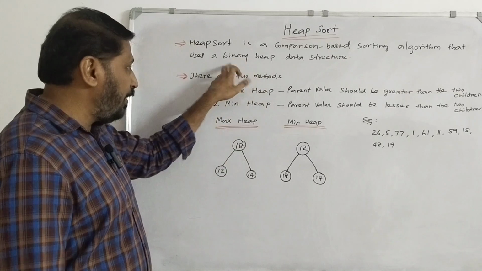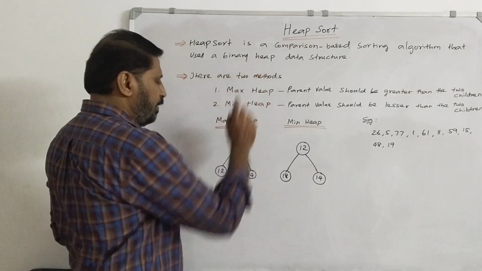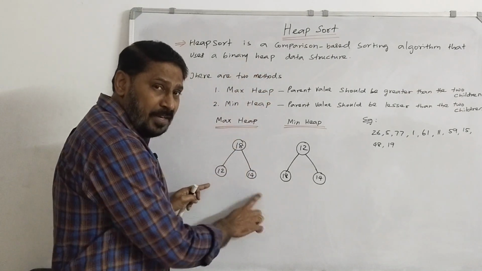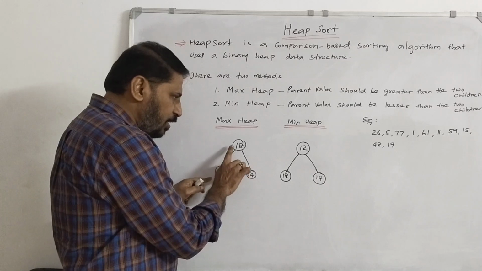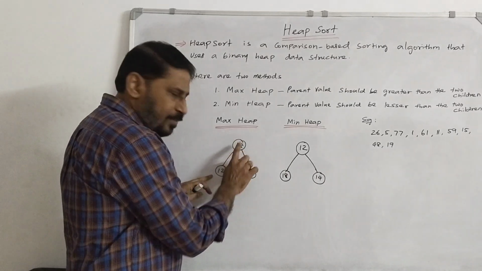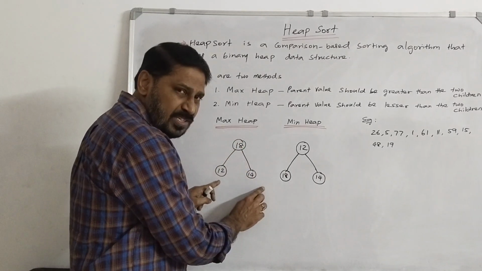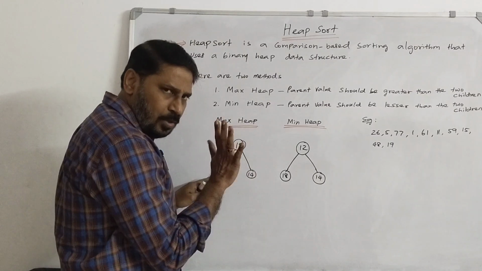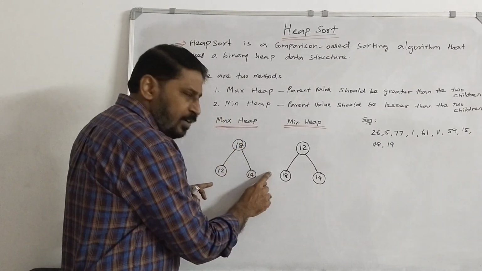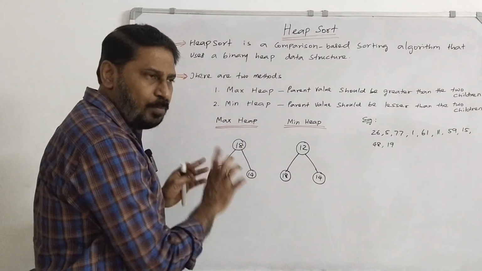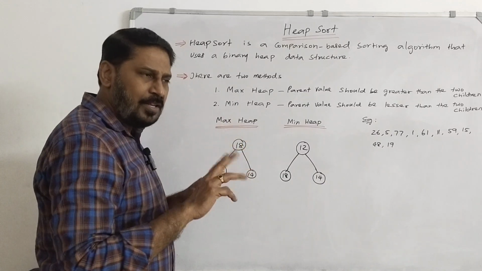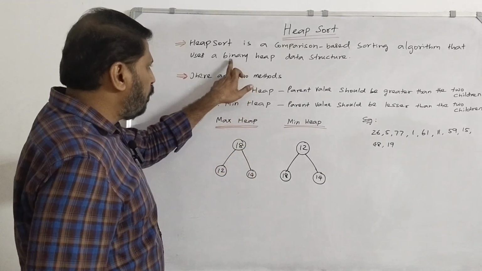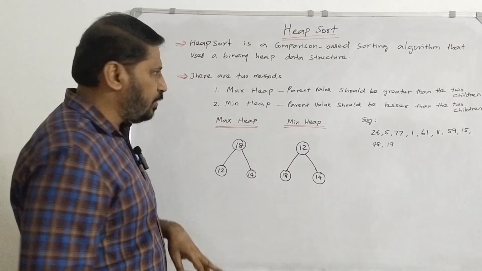What do you mean by binary heap? Binary heap data structure is nothing but we are taking a binary tree. In a binary tree, if one parent is there, only two children are allowed. If a third child comes, it is not a binary tree. So binary is nothing but 2. So that is the binary heap data structure.